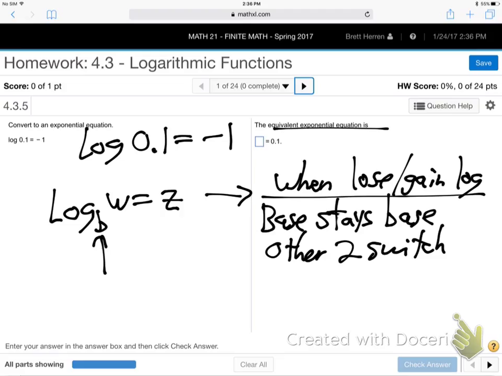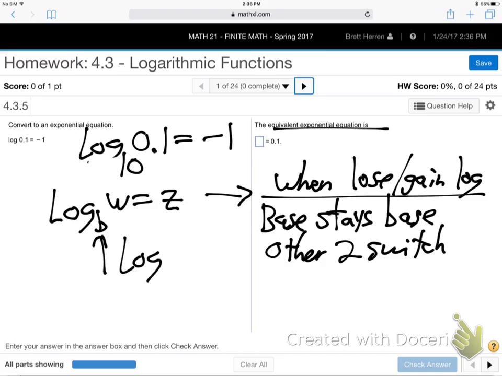So look at that low down number, and by the way, let's go back to our log. This log here has no low down number. So what is it if there's no low down number? 10. You guys had intermediate algebra, right? Giving you a hard time. All right, 10. If there's no base showing, it's 10. It's called the common log. Base is 10.